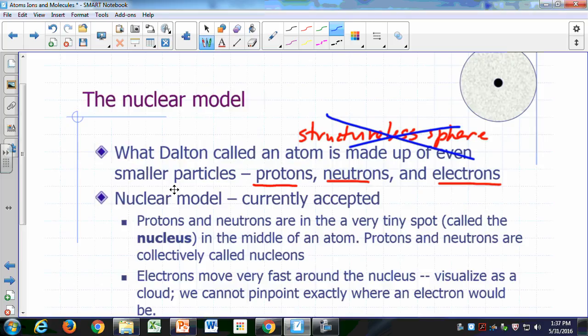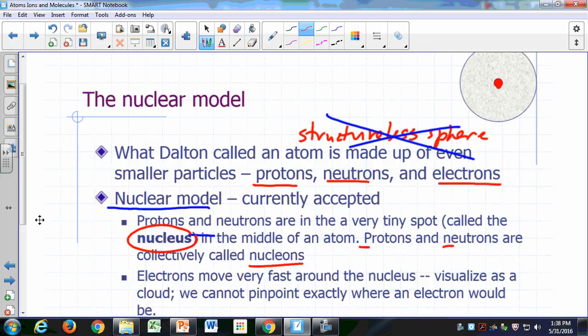And the way these protons, neutrons, and electrons are arranged in an atom gives us a name for this model of the atom. This is called the nuclear model. The idea here is that the protons and the neutrons are found in a very tiny spot called the nucleus. That's right in the middle of the atom. I have a picture right here with a nucleus right in the middle. So that's where you find your protons and neutrons, and since they're found in the nucleus, you can also refer to them as nucleons.